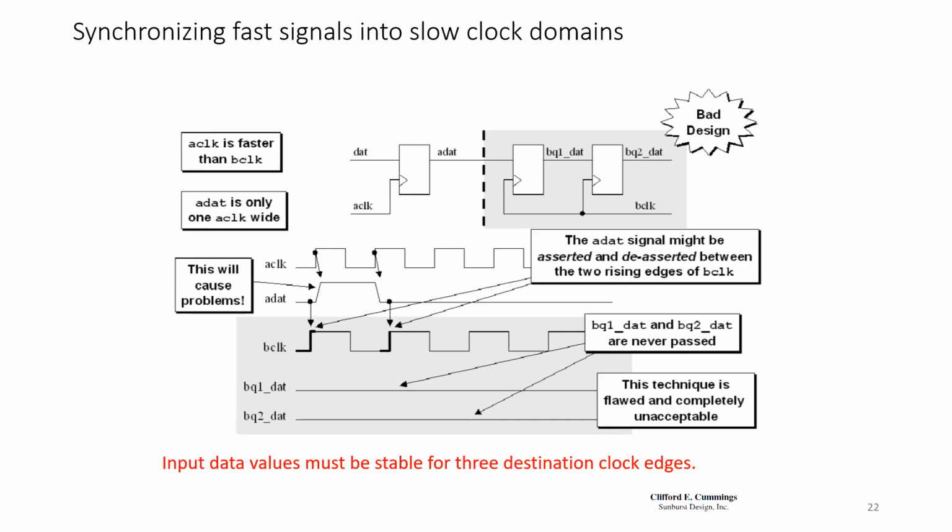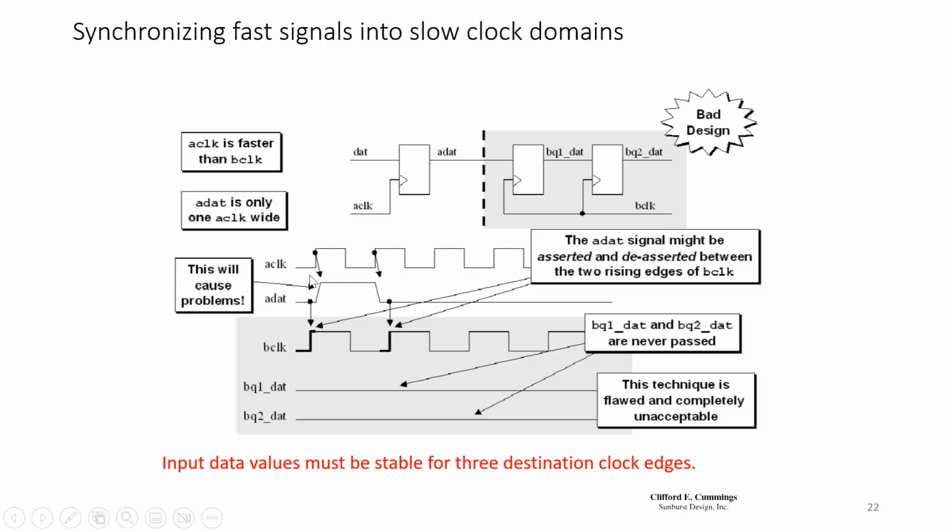Let's see another example. This synchronizing system may fail if you have a very fast signal. We are trying to map a very fast clock signal into a very slow signal.